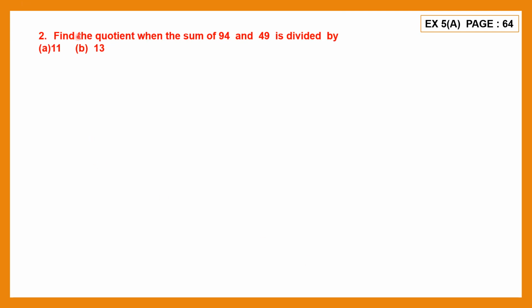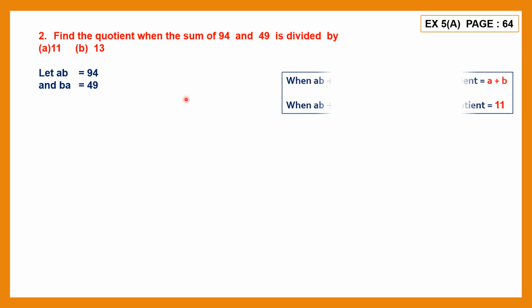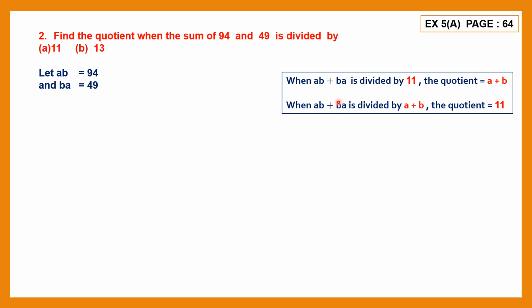Question 2. Find the quotient when the sum of 94 and 49. Can you see it's reversed? 94 is reversed to 49. Find the quotient when the sum of these two is divided by first 11 and then by 13. So let AB be 94 and BA be 49 like we normally take. So A is 9 and B is 4. Then keep this in mind.